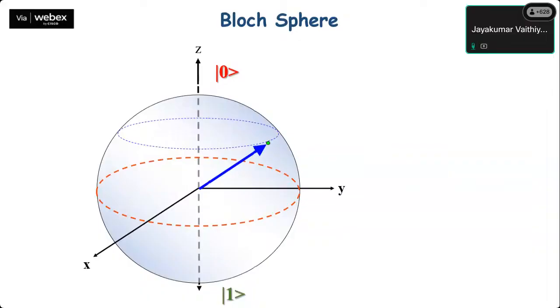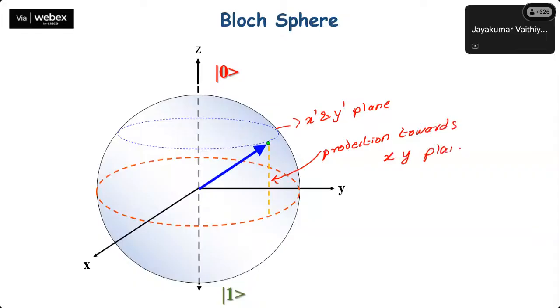And what we are doing, we are slicing the sphere over this point, over this quantum particle. So this will give the x dash and y dash plane. From this plane, we are doing a projection towards the xy plane.